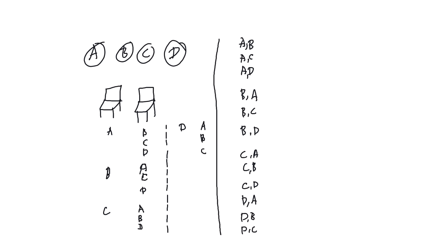So if we care about the arrangement, in total there will be 12. It's supposed to be 12. Okay, 1, 2, 3, 4, 5, 6, 7, 8, 9, 10. Yes, it is 12 arrangements.